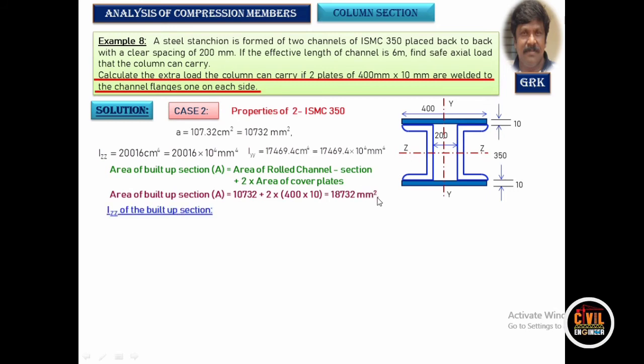Let us find out the moment of inertia of the built up section about ZZ. It is the moment of inertia of these two channels, plus, by applying the parallel axis theorem, you are going to transfer the moment of inertia of this plate onto the built up section. It's 2 times BD cube by 12 plus area of this into the distance between these two axes.